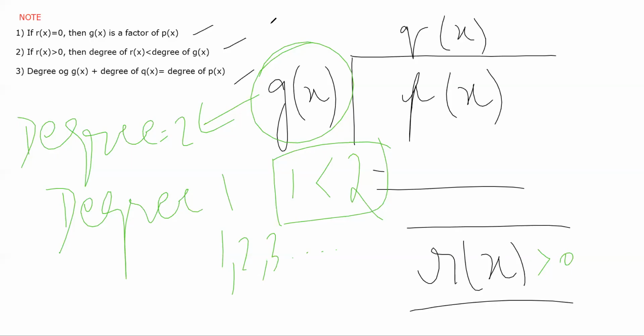So once again, I will repeat. If r of x is greater than 0, then if we take r of x to be a linear polynomial, then its degree is going to be 1, right? Similarly, if g of x is a quadratic polynomial, then degree is going to be 2. So 1 is obviously lesser than 2. That's what they're saying in the second statement. Okay? That if r of x is greater than 0, then degree of r of x is lesser than degree of g of x.